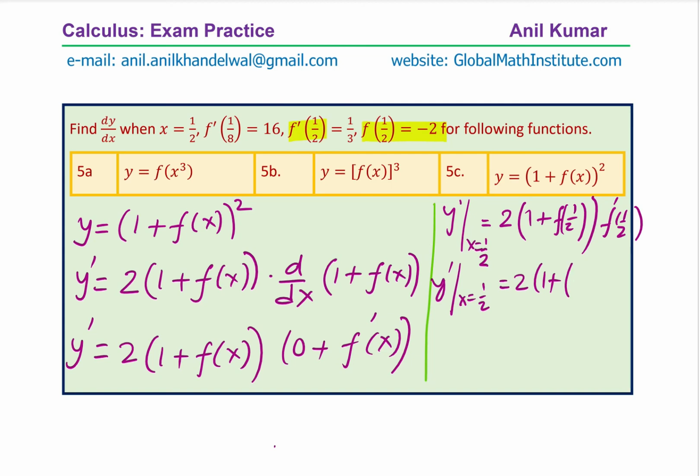So that is minus 2, times f prime of half, which is 1/3. So we get 2 times 1 minus 2. 1 minus 2 will be minus 1. So we write this as minus 2, right? Times 1/3. So we get the answer as minus 2/3. Clear? So that is how we are going to solve this particular question, right?